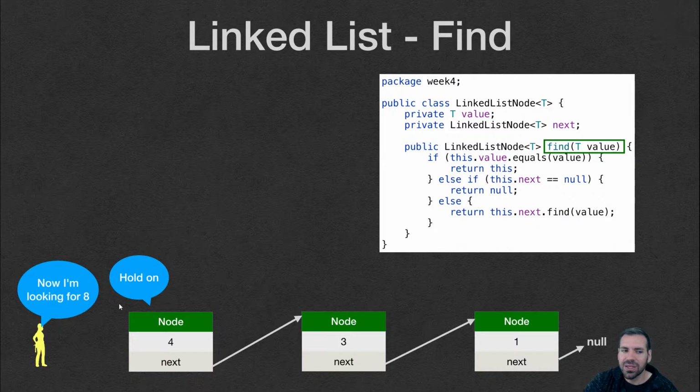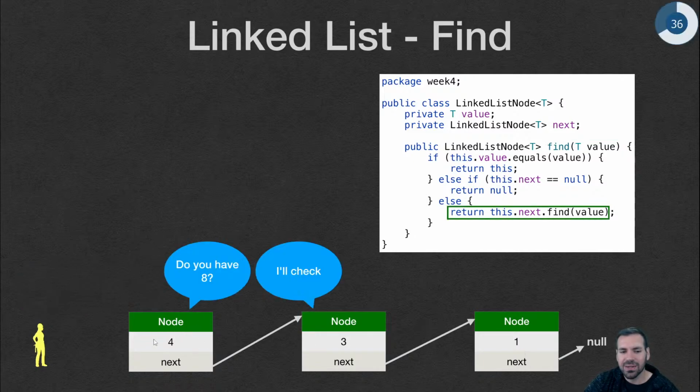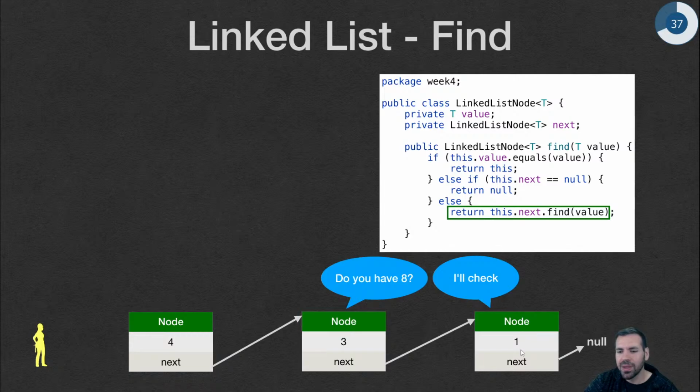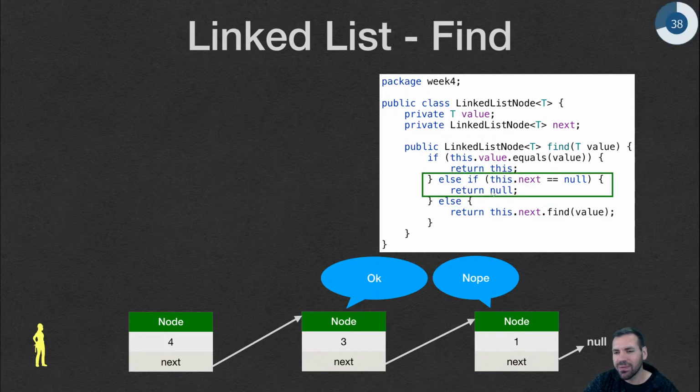Okay, now the caller is looking for the value 8, which of course is not in the list. So how does this one work? Same thing to start. 4 is not 8, so make the recursive call. 3 is not 8, so make the recursive call. 1 is not 8, so we're importantly checking, does 1 equal 8? If it doesn't, now check to see if we're making a recursive call. This dot next does equal null, so we're just returning null and saying no, the value is not in the list here.